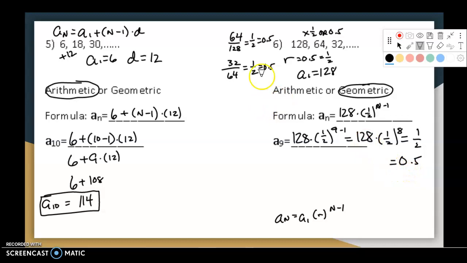Okay? So again, what I want you to understand is that if you have a geometric sequence and you know you're multiplying by something to get from one term to the next, or you're dividing and you're not sure what number you're multiplying by, divide the next term by the one before. 64 divided by 128, or you could do 32 divided by 64. It should give you the same answer every time, and that will tell you that it's geometric. Okay? All right, so we have one more to go.